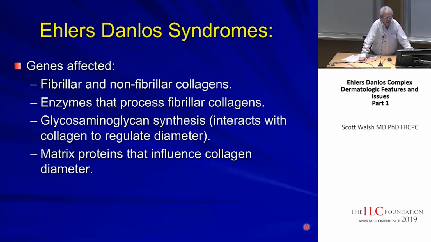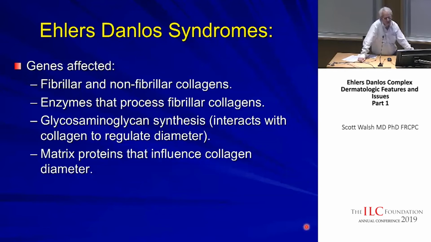So in Ehlers-Danlos, the genes that we've found so far are either affecting the fibrillar or non-fibrillar collagens, enzymes that process the fibrillar collagens, or they're these proteins that bind to the collagens, the glycosaminoglycans and proteoglycans, and that these influence the shape of the collagen.